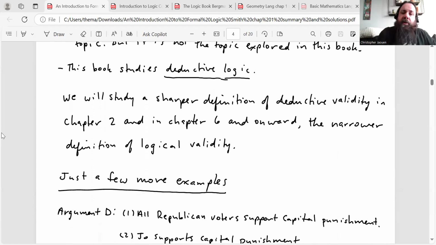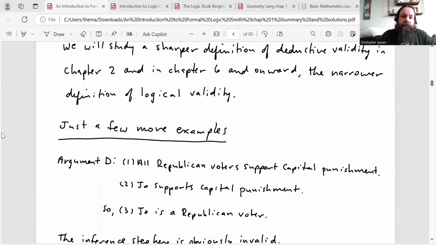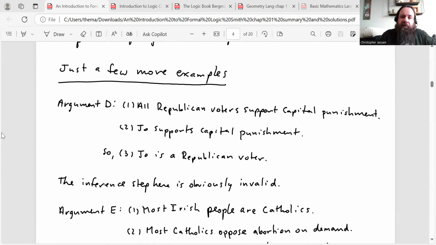We will study a sharper definition of deductive validity in Chapter 2, and in Chapter 6 and onward, the narrower definition of logical validity. Just a few more examples.